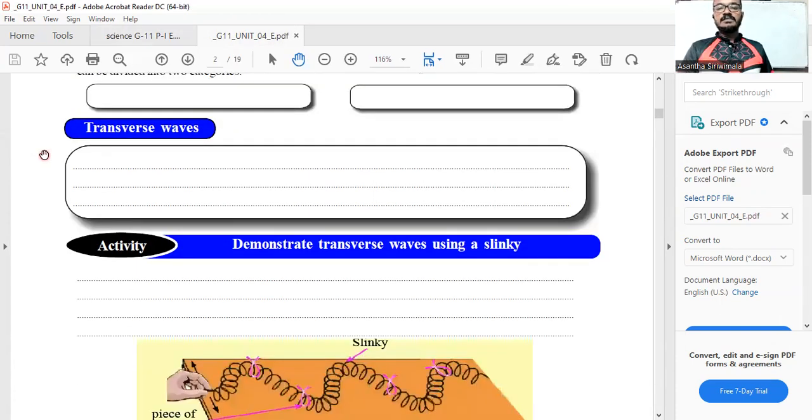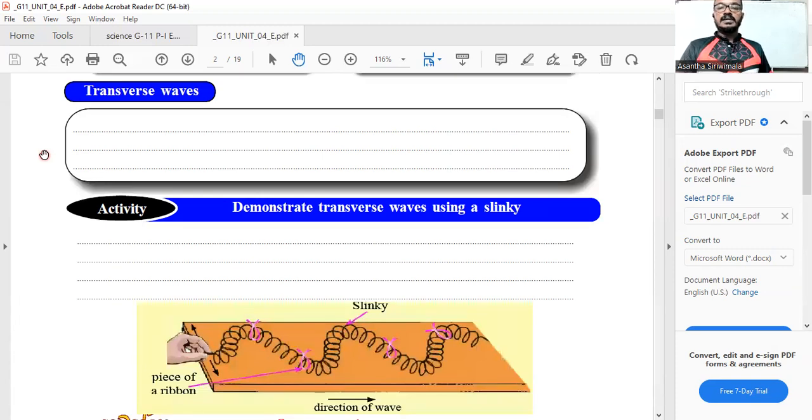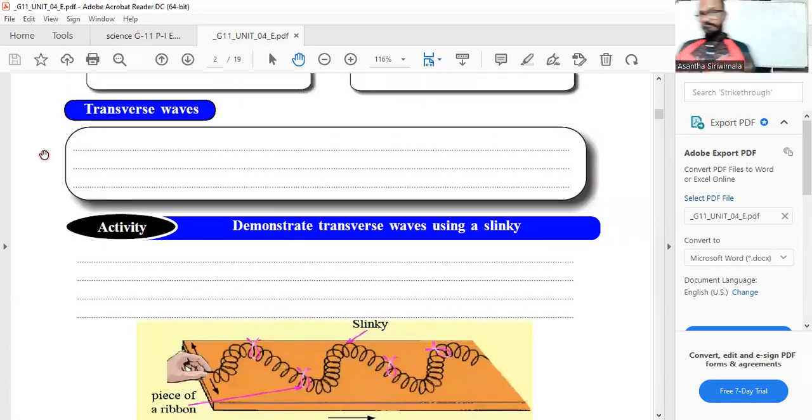Okay, we come to the transverse waves. Now, the transverse wave: the relationship is the particles of the medium will oscillate perpendicular to the direction of the motion of the wave. I'll show you the meaning.